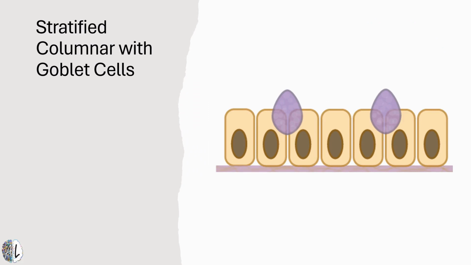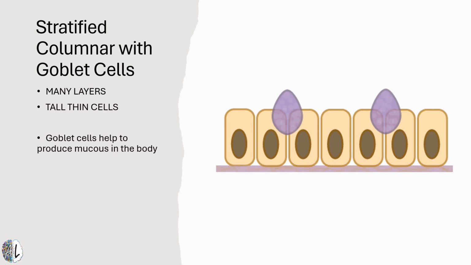Stratified columnar often comes with this extra cell attached, and you can see here that they're a little bit purple, almost teardrop shaped, and this is something we call a goblet cell. A goblet cell has a very fancy function, but the goblet cells happen to produce mucus inside the body. So whether they're with a simple columnar or a stratified columnar, if there is a goblet cell, that is to help produce mucus inside of the body. And so you're mostly going to find this inside of the intestinal tract to help keep food passing through.